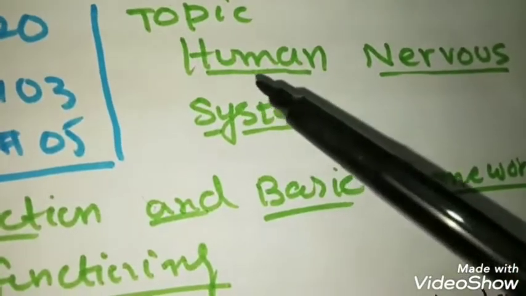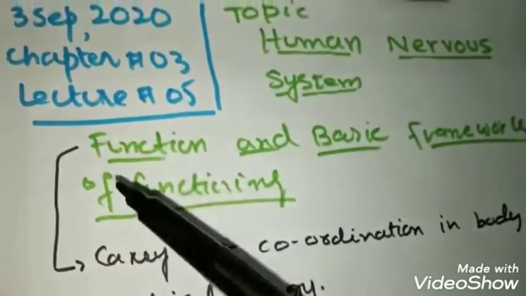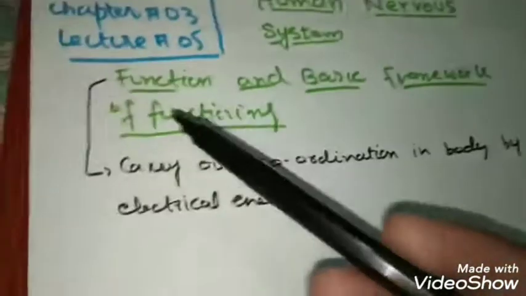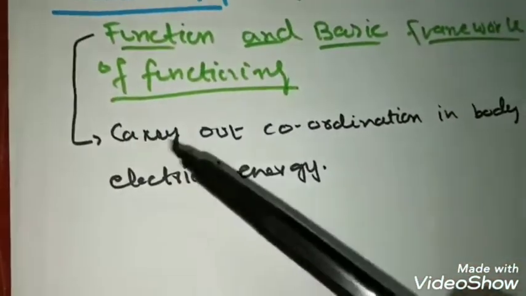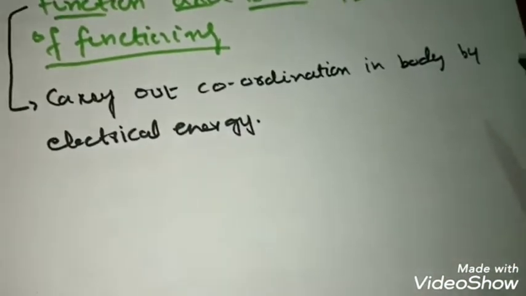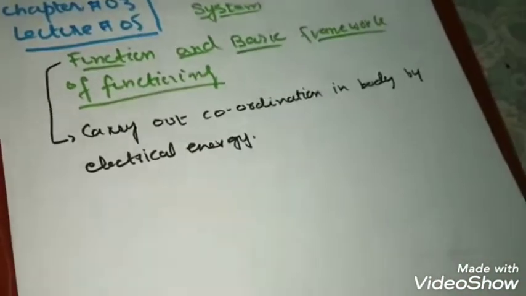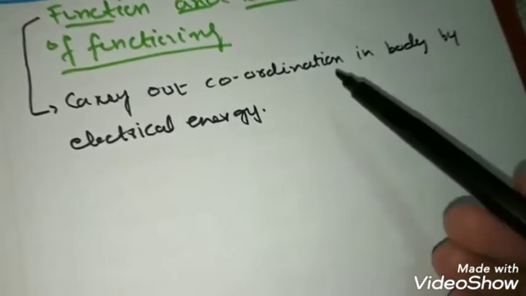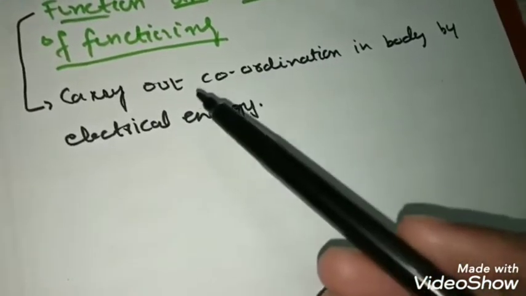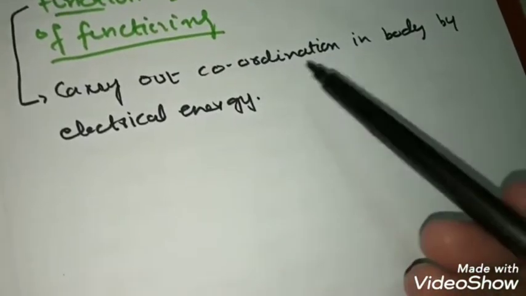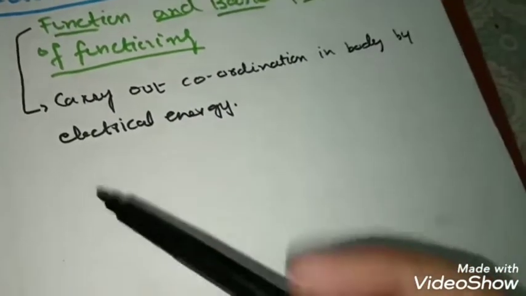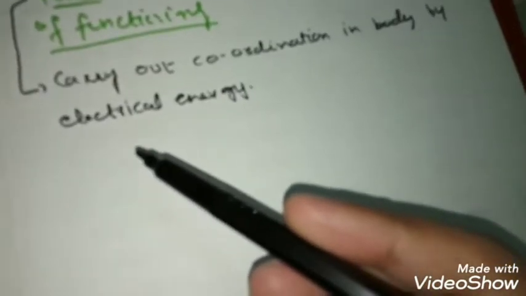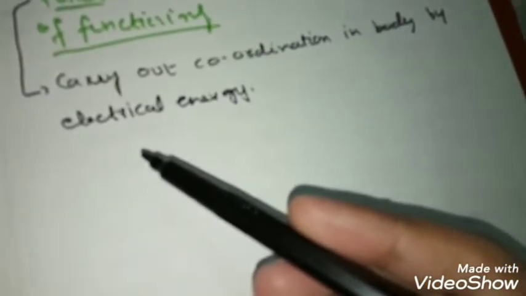We are talking about the human nervous system, and today we talk about the function and basic framework of functioning of the nervous system. As you know earlier, the function of the nervous system is to carry out coordination in the body by electrical energy. With the help of electrical energy, our nervous system causes coordination, meaning the communication between two organs or tissues. How does it happen and how does the working of the nervous system occur?